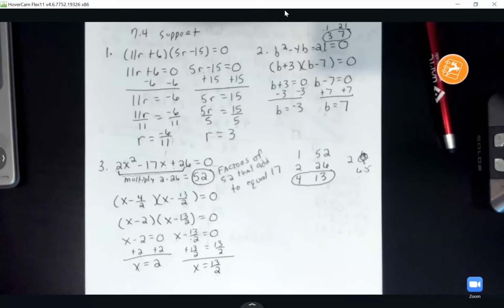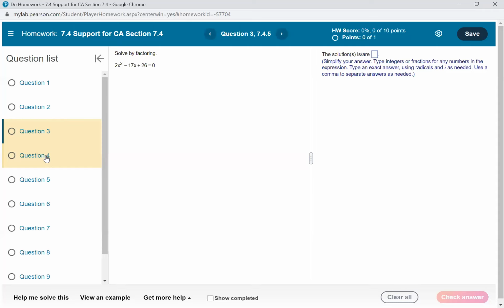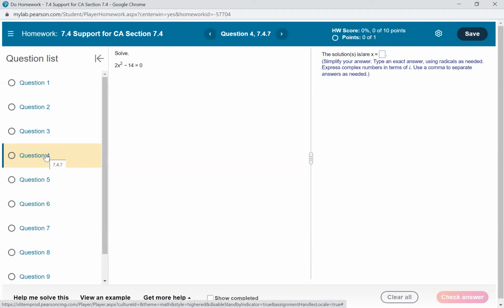All right, y'all. Now I'm going to go through there and see if there's any more with them numbers in the front. All right, y'all. Let's see what we would do to this one. I'm going to write this down real quick. 2x squared minus 14 equals 0.